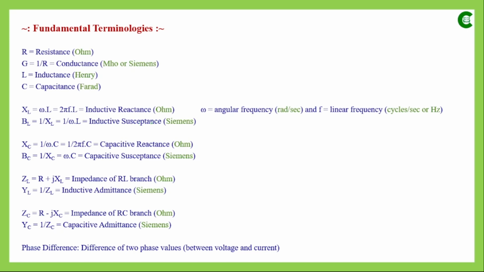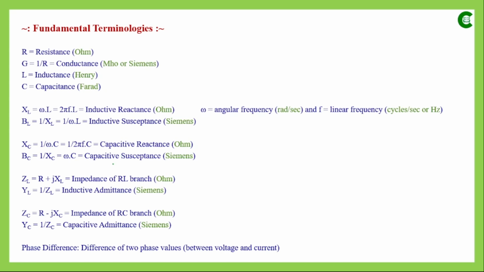So in the case of an AC circuit, there are again two types of susceptance. If it is imposed by an inductor, that is called inductive susceptance, and that is symbolically represented by capital B suffix L. Since it is the reciprocal of reactance, it will be 1 divided by X suffix L, and that is 1 by omega L. And unit-wise, it has the same unit as conductance, and that is Siemens.